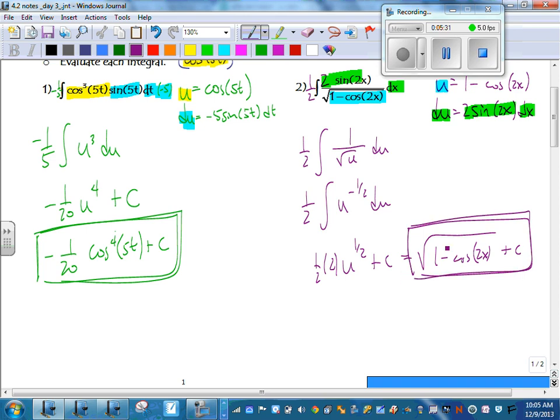If you wanted, you could also write 1 minus cosine of 2x, that whole quantity in parentheses, to the 1/2, or you can just use the square root.